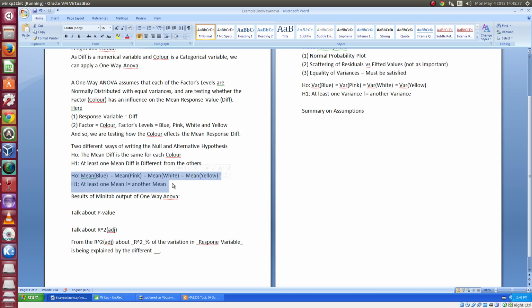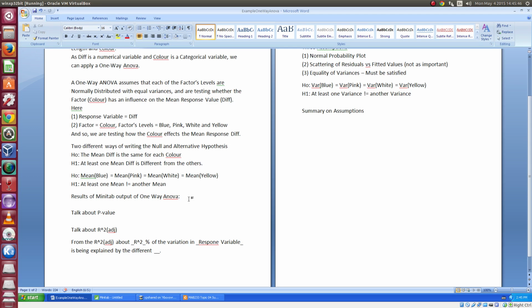The second way of writing that, which is an exact same translation of what we've got here, is we're testing this by saying the mean diff is the same for each color, is the same as mean blue is equal to mean pink is equal to mean white is equal to mean yellow. And the alternative is at least one mean is different from the others, or at least one mean is not equal to another. Okay, so that's what we need to test.